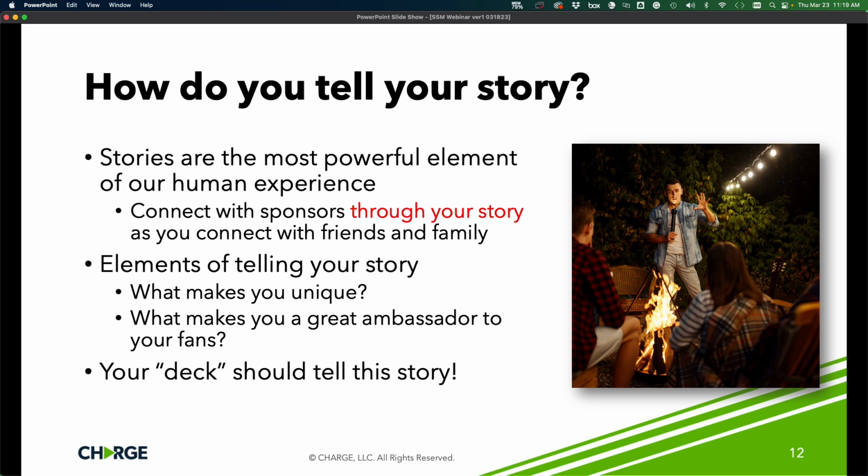Then think about what makes you a great ambassador to your fans. Do they love you? Do they do what you say? How do they feel about your brand? Be able to convey that through story so that the sponsor knows that if they create a relationship with you, they can enjoy that same relationship with your audience because you're perceived to be a great ambassador among your audience.